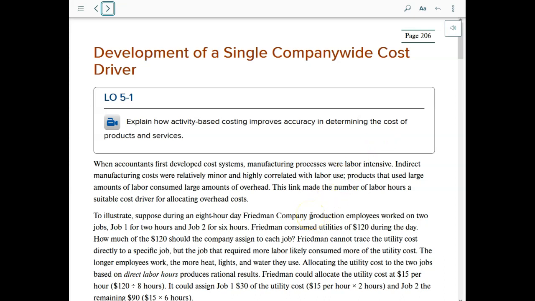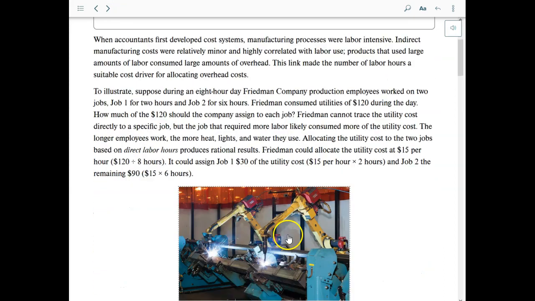We're going to use one allocation base to allocate total overhead cost to all the jobs in production. A little example they have here is that during an 8-hour day, this company produced products in 2 jobs. Job number 1, they used 2 hours of direct labor, and job number 2, they used 6 hours. So there's the 8 hours. They also consumed $120 of utilities during the day. So the key is, how much of the $120 should the company assign to each job?